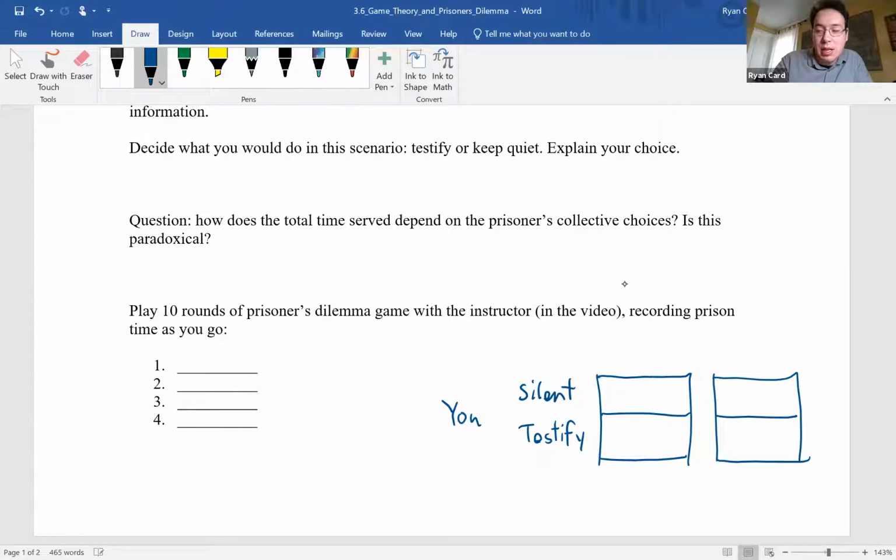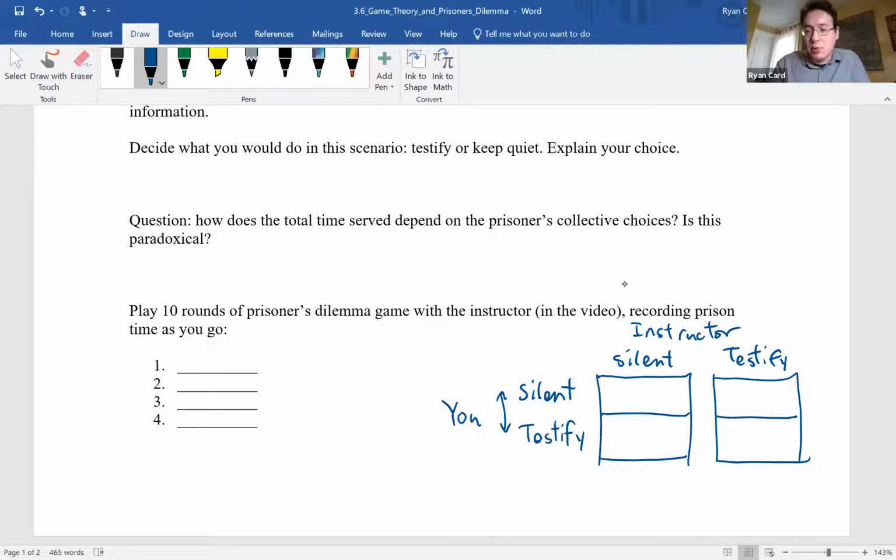So let's say the instructor, that's me, I could stay silent or I could testify. The decision I make is up to me. You only have a choice between these 2 choices, and I'm gonna do what I want because we don't get to communicate, we're separated. So let's keep track of the possible jail sentence you'll get for each choice you make.